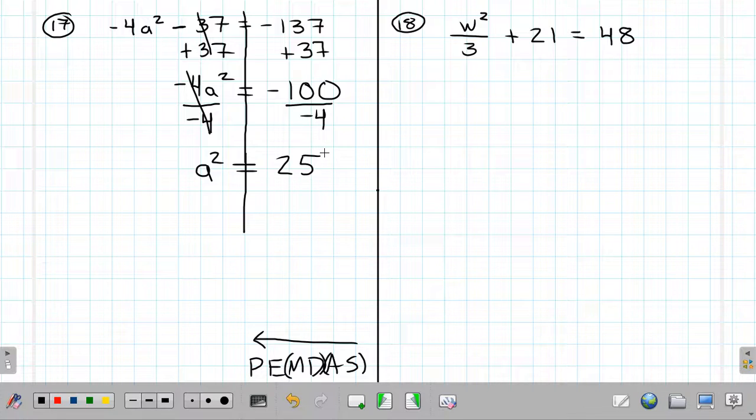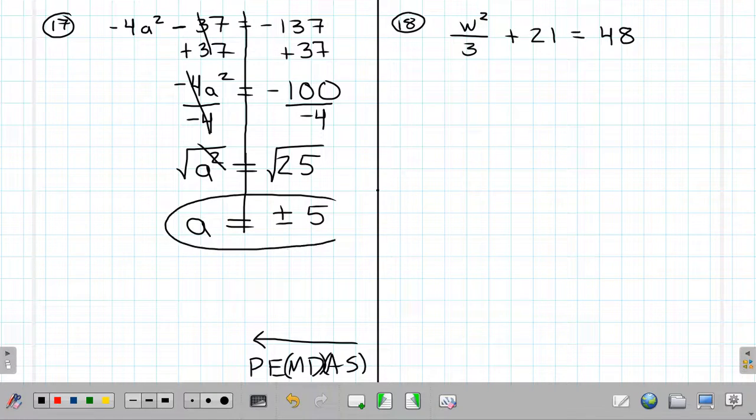And the last step here, as always with all of these equations, is take the square root. So in this case, we get rid of the square. We get a is equal to plus or minus, so the negative and positive of 5. So it's actually 3 steps. 1 step, 2 step, 3 step. Add 37, divide by -4, take the square root. Okay? And that's getting you into what we would consider multi-step equations, where we have more than 2 steps, meaning here we specifically had 3 steps.